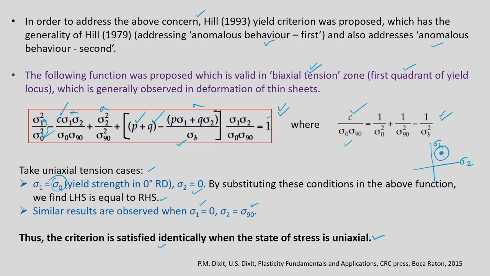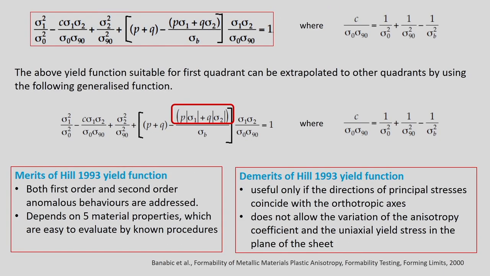Now you want to expand or extrapolate this for other locations 1, 2, 3. These three zones in the yield locus, there is a small modification that is allowed here. I have marked it in red color. That small change is only there. Otherwise, everything remains the same. So, sigma 1 becomes mod sigma 1, sigma 2 becomes mod sigma 2, and you can extend it to get other quadrants. The above yield function suitable for the first quadrant can be extrapolated to other quadrants by using this generalized function.